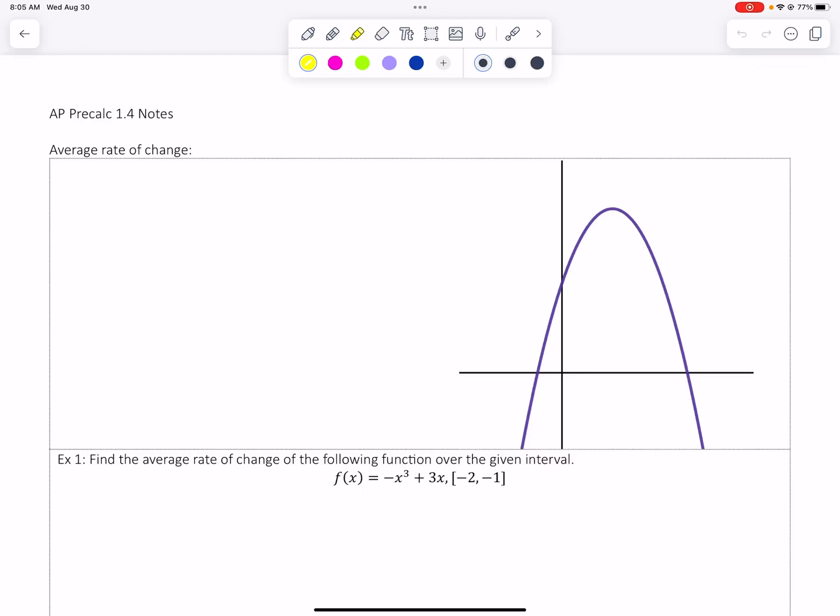So when we talk about average rate of change, we're probably thinking slope. And you are absolutely correct, because that's exactly what we are talking about. When you have a linear function, go ahead and you calculate slope. But as we can see here with this parabola, many functions are curved, so there is no slope.